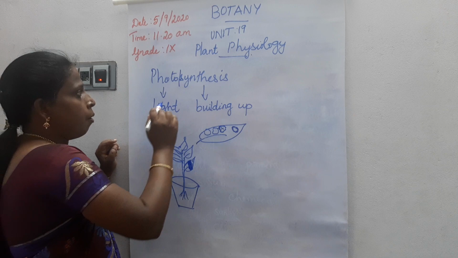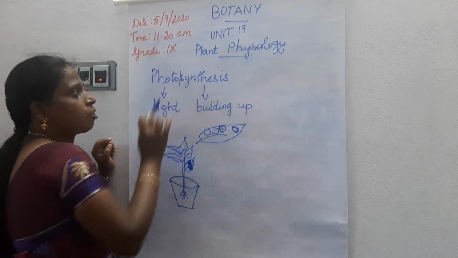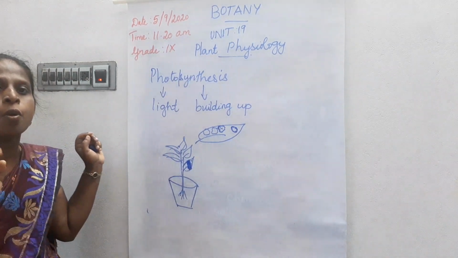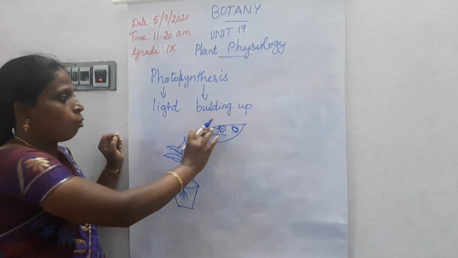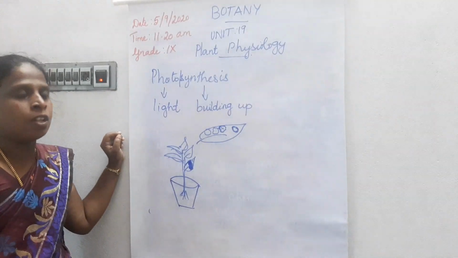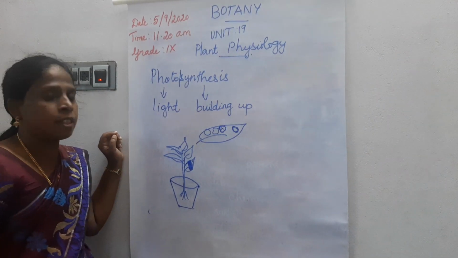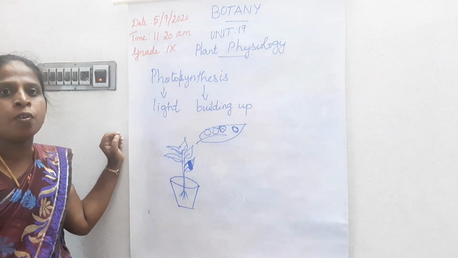The required materials for photosynthesis are carbon dioxide, water, chlorophyll and sunlight. So from this, the green plants prepare their own food.